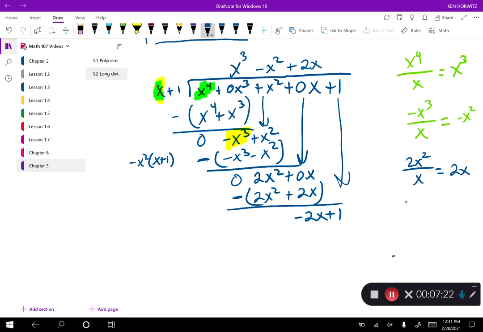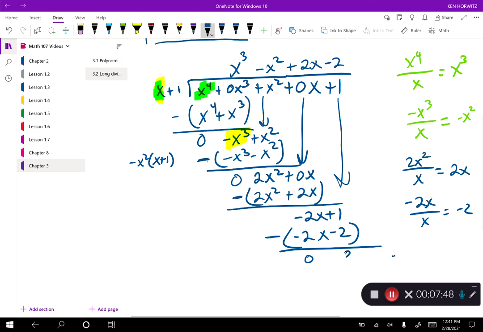So again, I have negative 2x, and I divide that by x to say negative 2. So negative 2 goes up here, so negative 2 times x is negative 2x. Negative 2 times 1 is negative 2. Parentheses around it and subtract. Negative 2x minus negative 2x is 0. 1 minus negative 2 is 3.